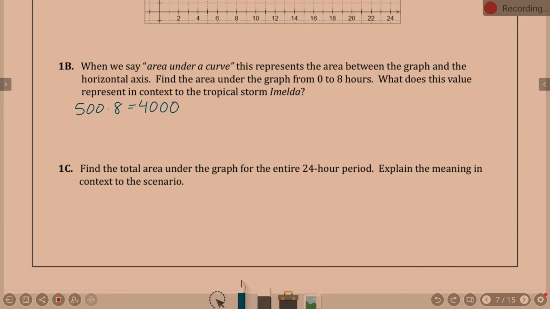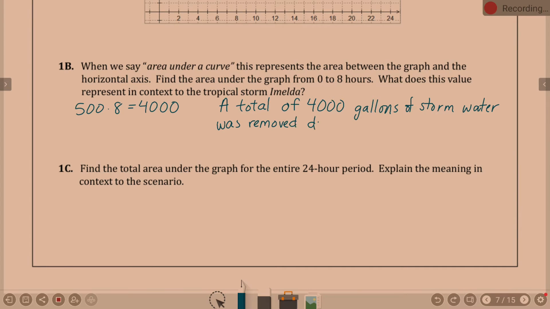So I have written in my notes, a total of 4,000 gallons of stormwater was removed during the first 8 hours of the storm by pumping. So however you want to write it, but the idea of what that means. Total of 4,000 gallons of stormwater was removed during the first 8 hours.